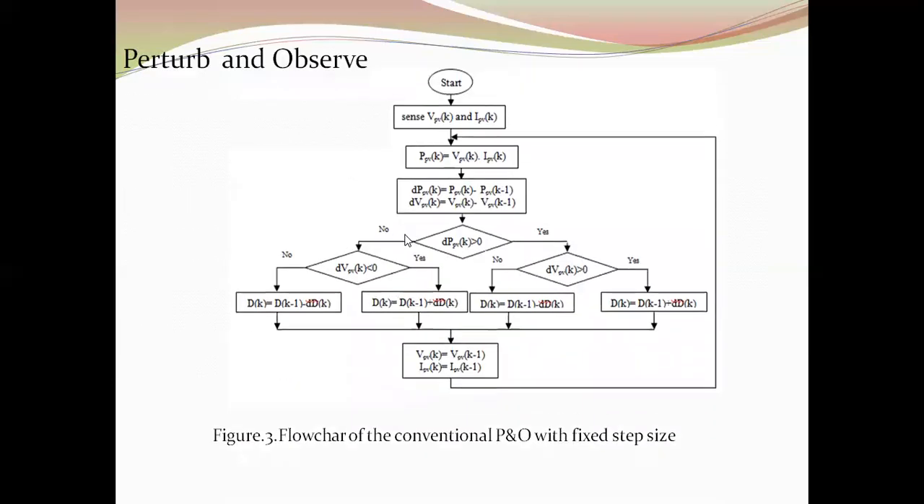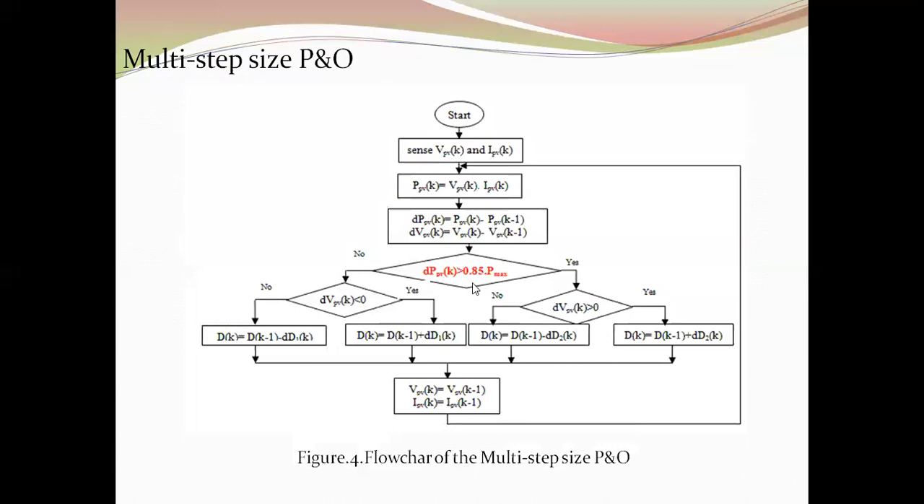The perturb and observe starts by calculating the power. Then, according to the variation of the power, the duty cycle is either incremented or decremented with a fixed step size. In our proposed MPPT method, we observe the variation of delta P. If it is higher than 0.85 of the maximum power, a small value of the duty cycle variation is selected. Otherwise, a large value of the duty cycle variation is selected.